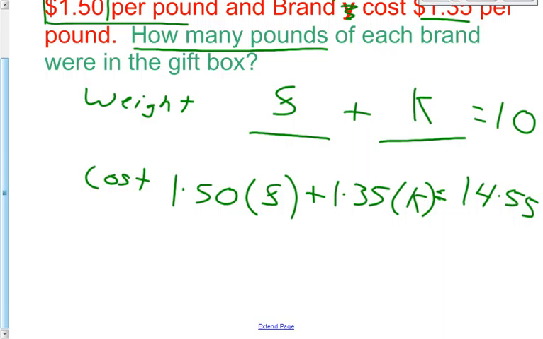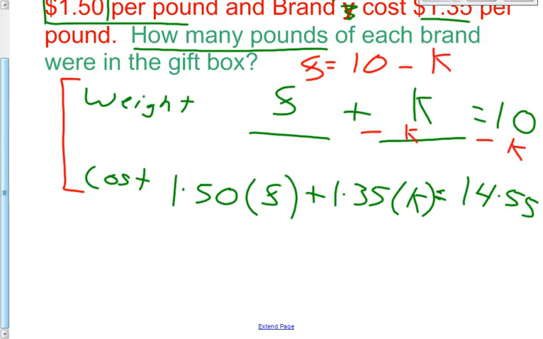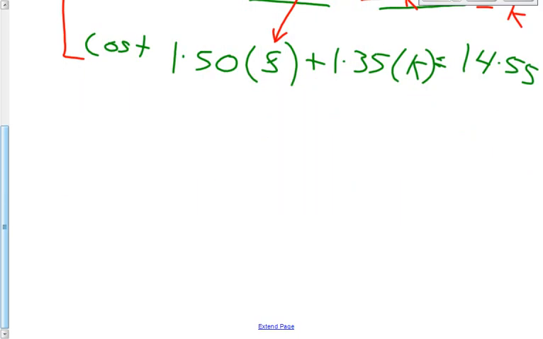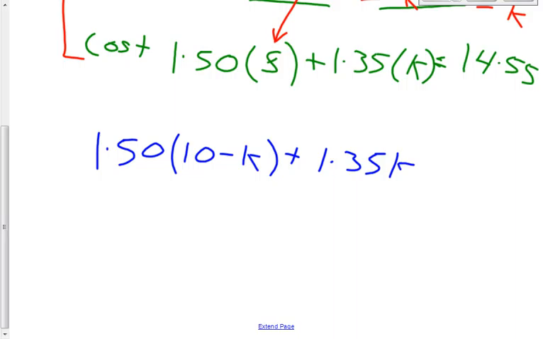All right, now we have our system of equations right here. So let's solve this system of equations. Let's use substitution. We can say that Snickers equals 10 minus 100 Grand, if I were to subtract K from both sides. So now I can just use substitution. My Snicker variable, I can substitute in 10 minus K. So my next equation, $1.50 multiplied by S, which S is now 10 minus K, plus $1.35 times K, equals $14.55.